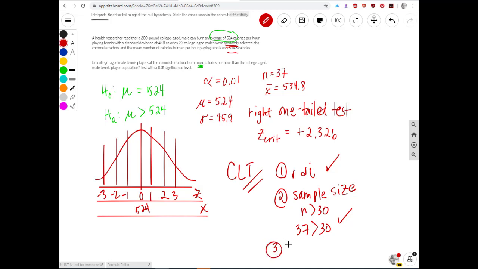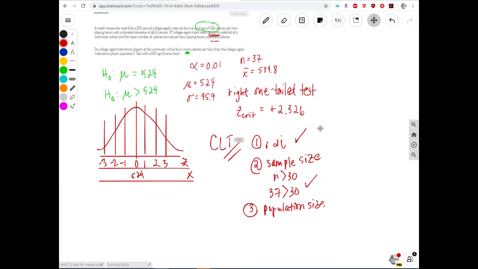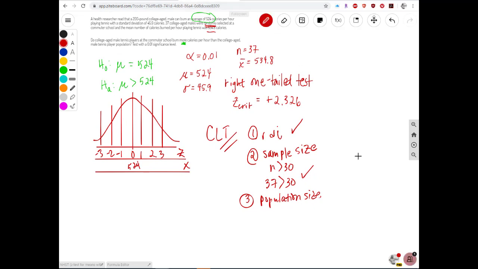The last condition is the condition of a large population. My population size has to be at least 10 times bigger than the sample. So my population has to be at least 10 times bigger than 37, so at least larger than 370. So do I have at least 370 college-aged male tennis players in the United States? I'm willing to say yes. I don't know exactly how many, but I'm willing to say that there's more than 370.